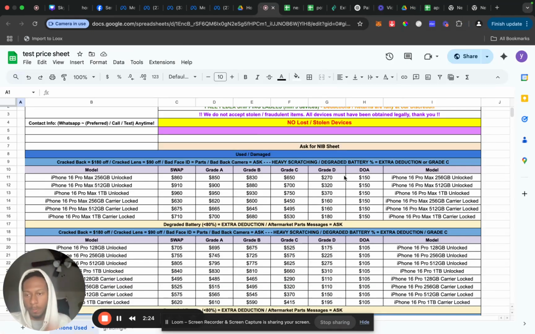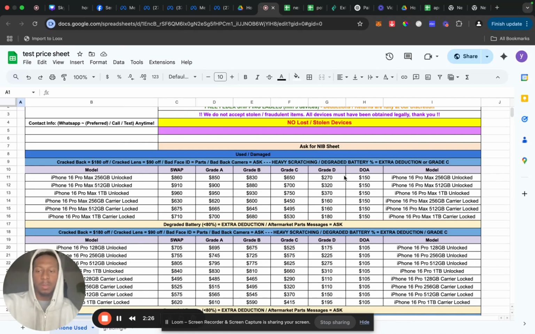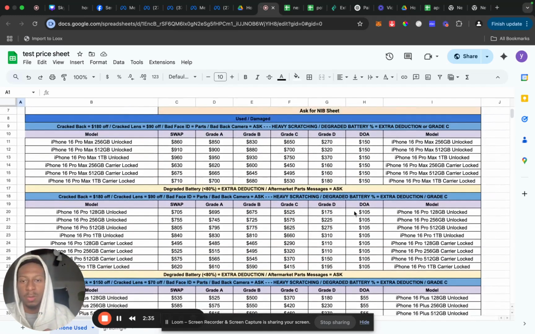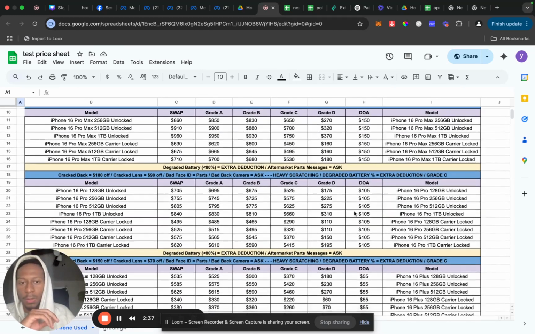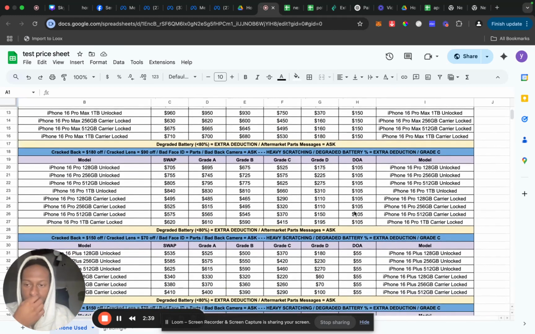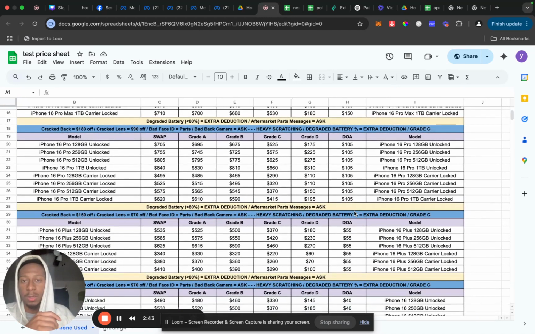Okay, so yeah, you would go on this spreadsheet, right? Now this is outdated, so these prices are wrong, but you would essentially go on this spreadsheet and figure out what your direct buyer is paying for that specific device.